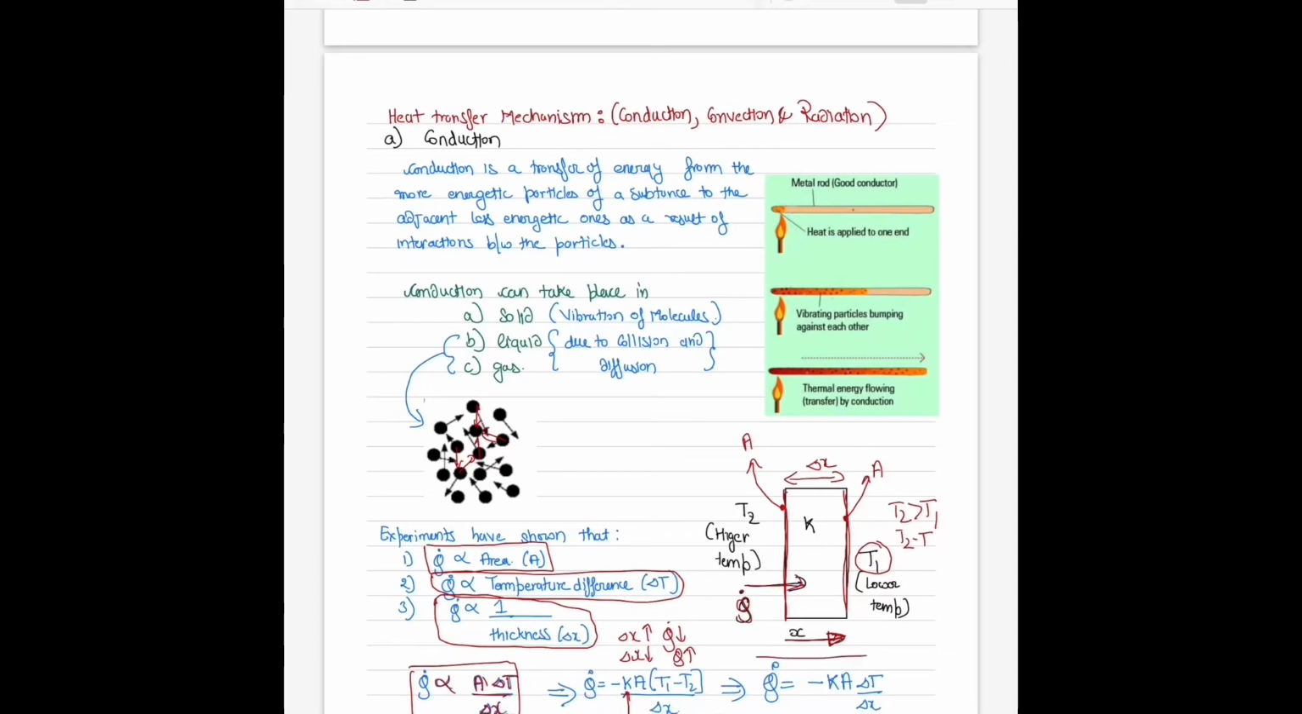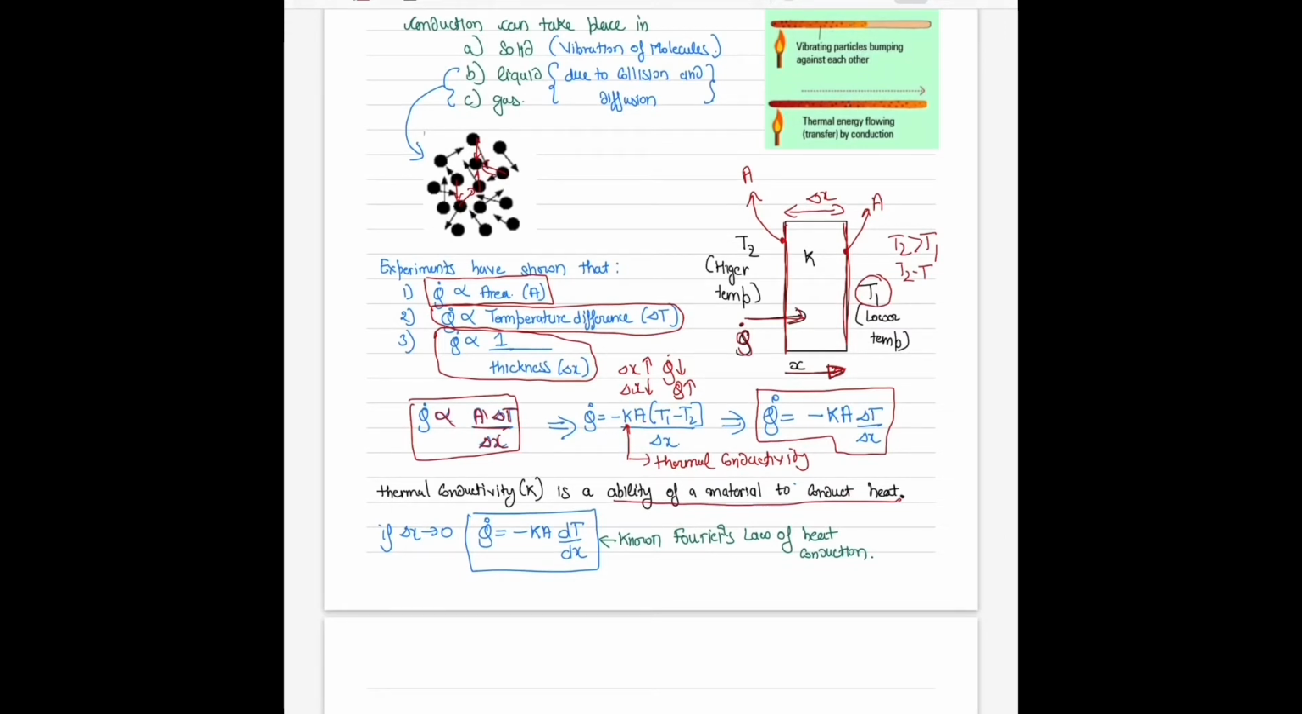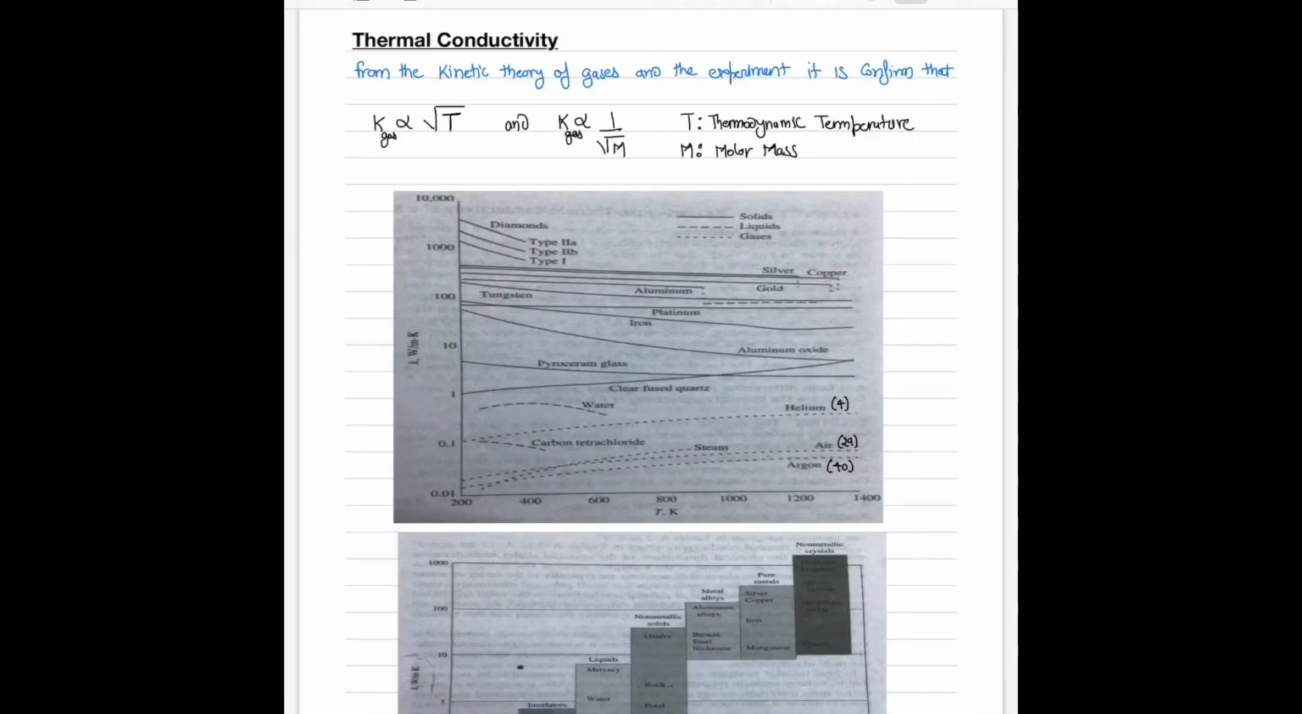So finally we have an expression of Q dot equal to negative k A del T by del X, and if delta X tends to 0, Q dot equals minus k A del T by del X, which is known as Fourier law of conduction. Let's talk more about thermal conductivity.